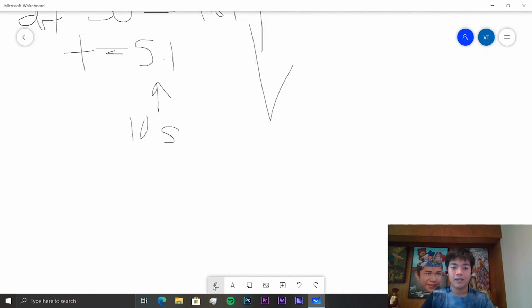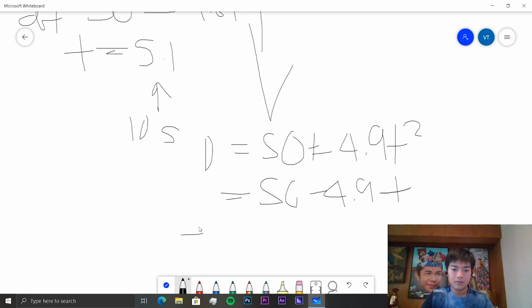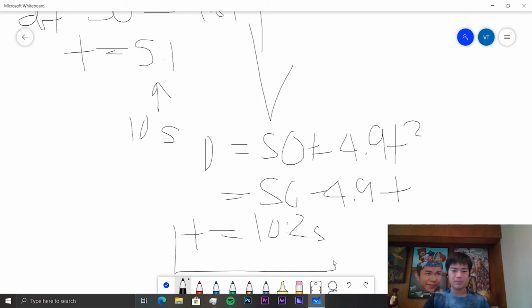We have to get the zero of this, so 0 is equal to 50t minus 4.9t squared. So that's equal to t times 50 minus 4.9t. So t is equal to 50 over 4.9, which is equal to 10.2 seconds. So this is actually correct. I don't know, I think the book's made an error.